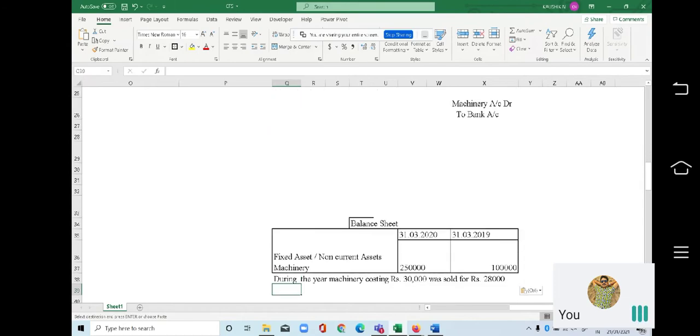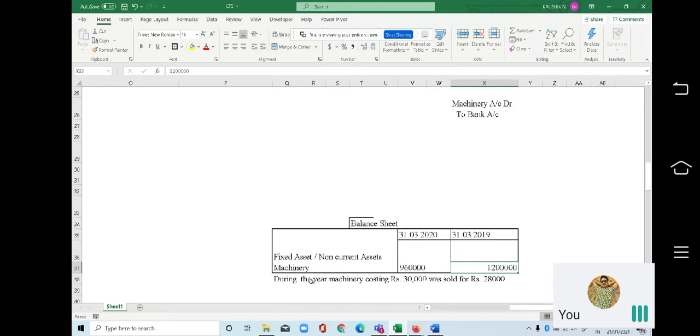Okay, let it be machinery itself. No issues. Sorry. The values are going to be slightly different. For the year 20, it is 9,60,000, and for the year 19, it is 12 lakhs. Okay, there are two values. One is 9,60,000 and another one is 12 lakhs.